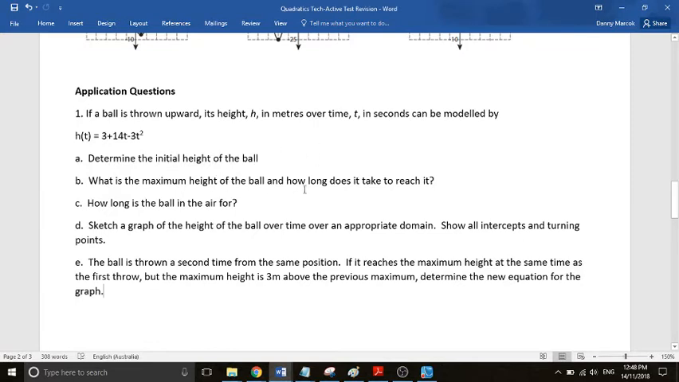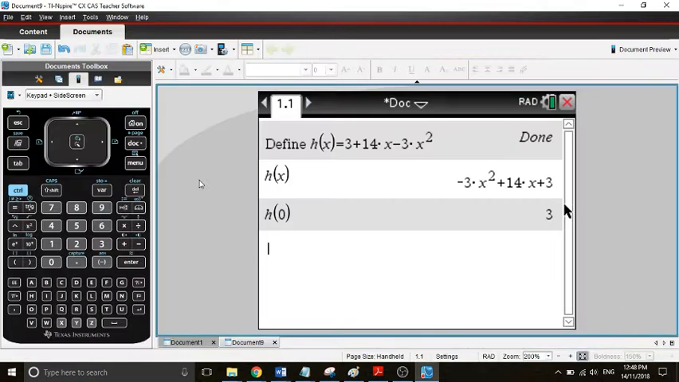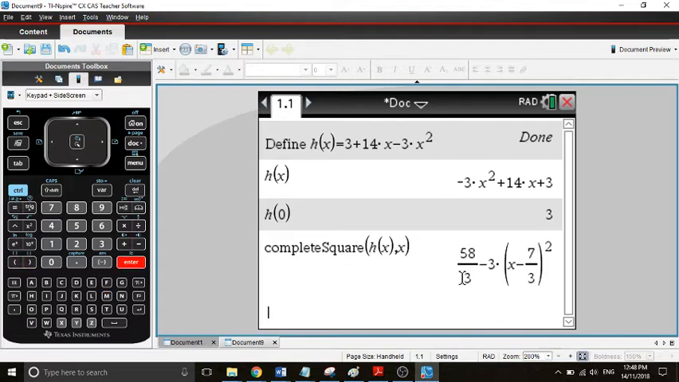What is the maximum height of the ball and how long does it take to reach it? The maximum height of the ball, well, that's our turning point. It's another way of saying turning point, and we're after a maximum turning point. So there are lots of different ways we can do this. Let's complete the square of h of x for x. And it happens here: the maximum height is 58 over 3 meters, and that happens 7 over 3 seconds in.